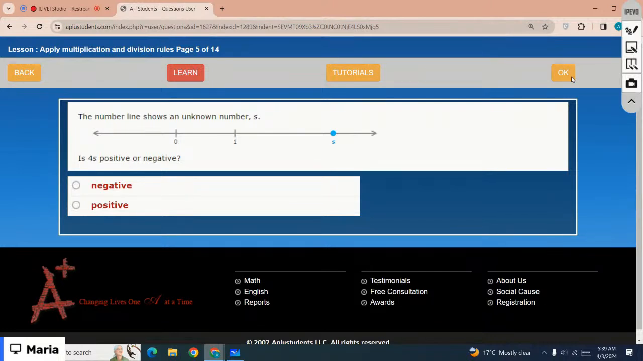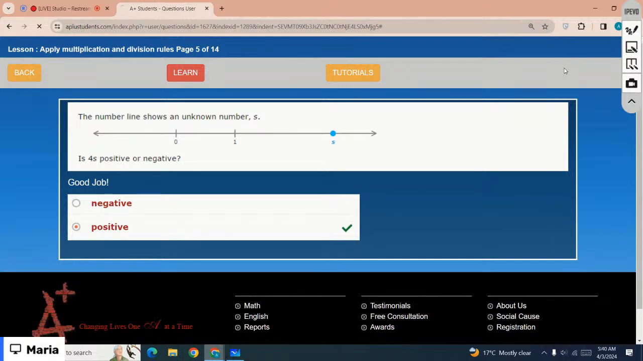The number line shows an unknown number s. Is 4s positive or negative? Which is the correct option? Yes, s is a positive number because s is on the right hand side of the 0.